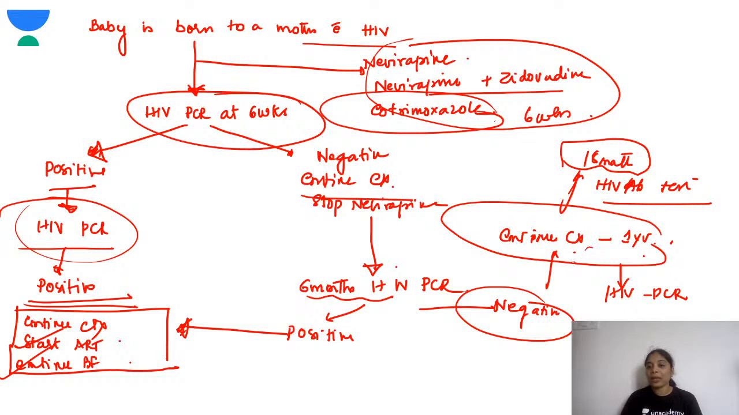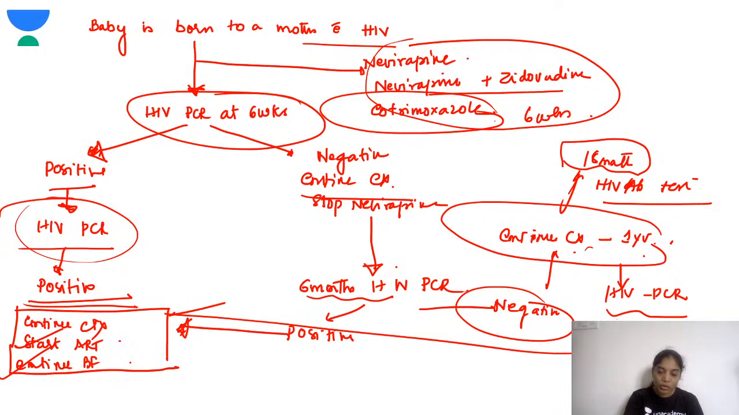But during that period, if the child has any kind of symptom, you have to get an HIV PCR, and if that comes positive, you have to start antiretroviral therapy. So this is how a child with HIV infection is treated.